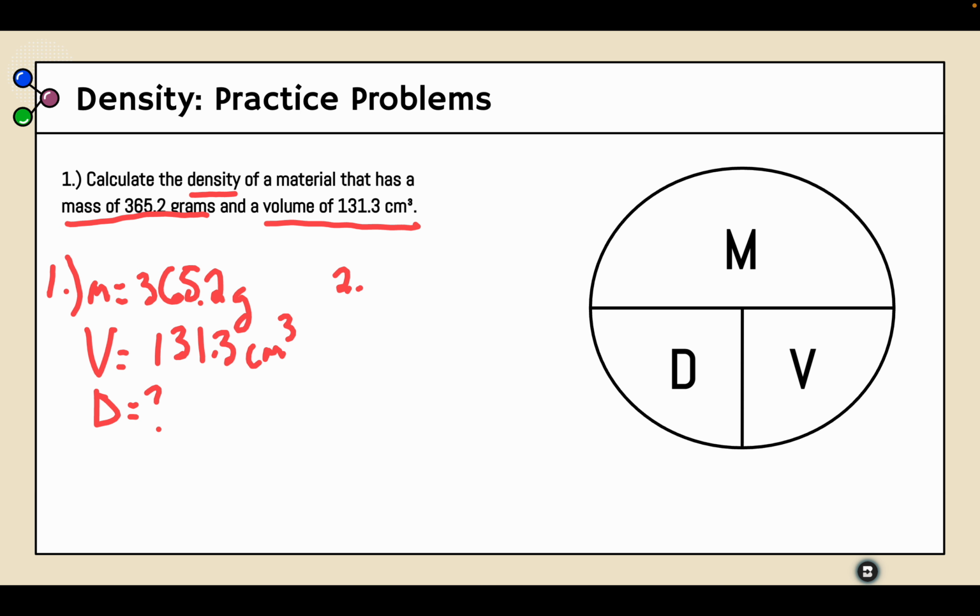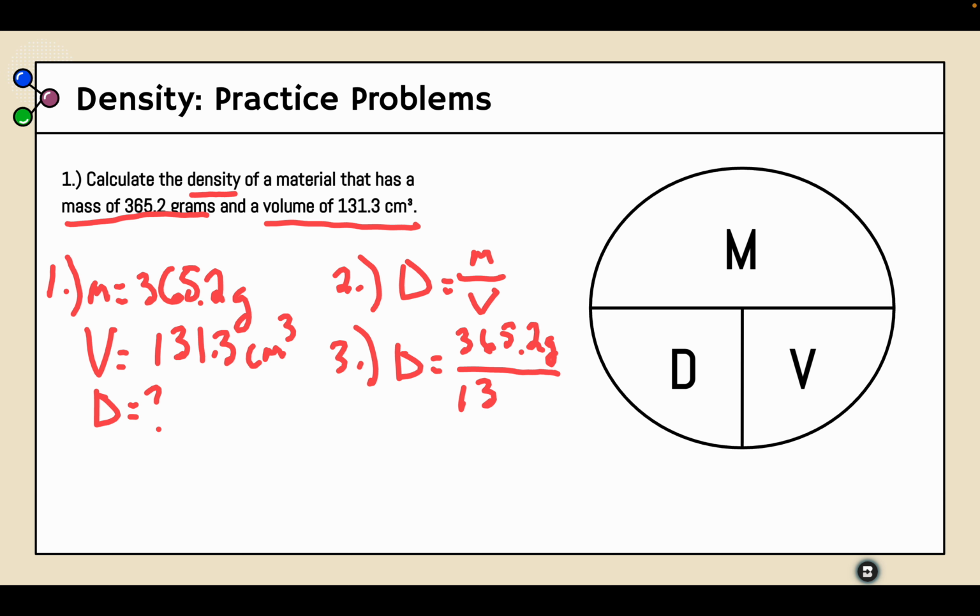Okay, step 2. What's my equation? Well, density equals m over v. So D equals m over v, or mass divided by volume. Step 3, I plug in my values. So density equals 365.2 grams over 131.3 centimeters cubed. Now, do these units cancel? Absolutely not. So we have to keep them exactly in the form that they are.